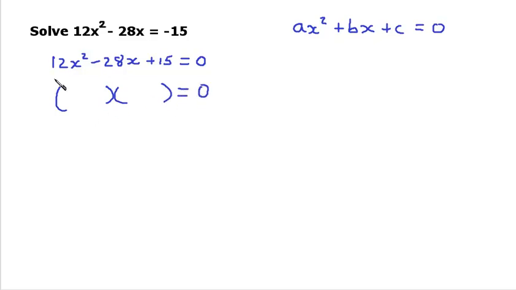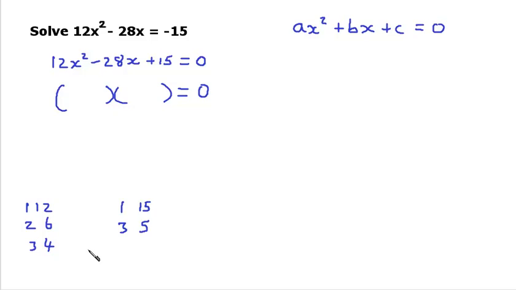and we need to first look at our number in front of the x squared, the coefficient of x squared, and that's 12. Now we know there are factors of 12. Those factors are 1 and 12, 2 and 6, and 3 and 4. But we also need to look at the factors of the number at the end, the 15. The factors of 15 are 1 and 15, and 3 and 5.